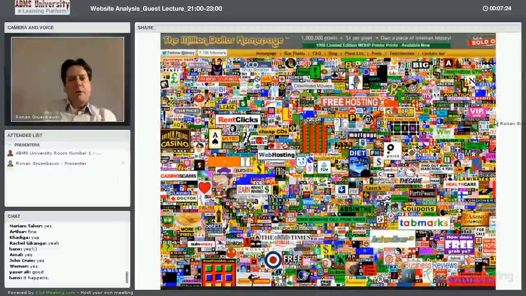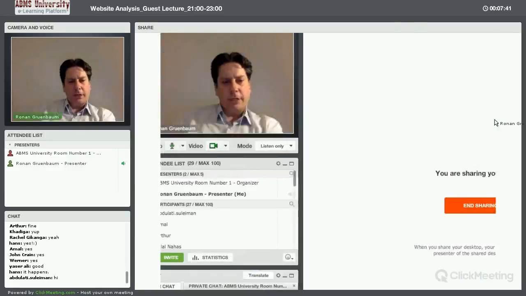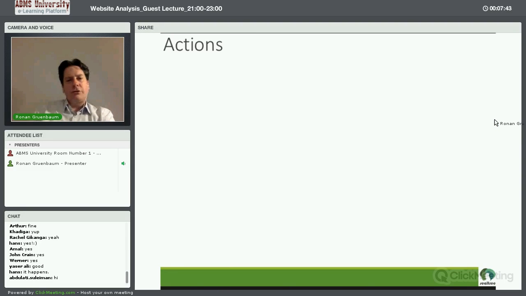So if we start talking about all these areas of digital marketing, when you're looking at websites, you have to start thinking about the actions. What do you want from your online advertising? Online advertising essentially has 5 main areas that you would want from an advert or from a website.